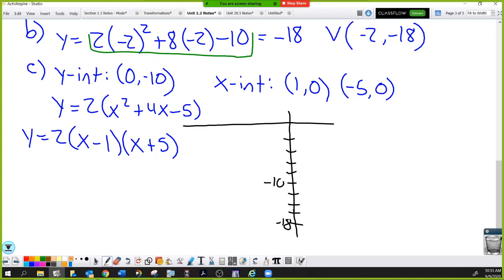So what do we got? Negative 5, go by 1's. So there's positive 1, and here's negative 5: 1, 2, 3, 4, 5. All right, negative 5. Y-intercept, x-intercepts, and vertex at negative 2, comma negative 18, way down here. There we go. Good enough.